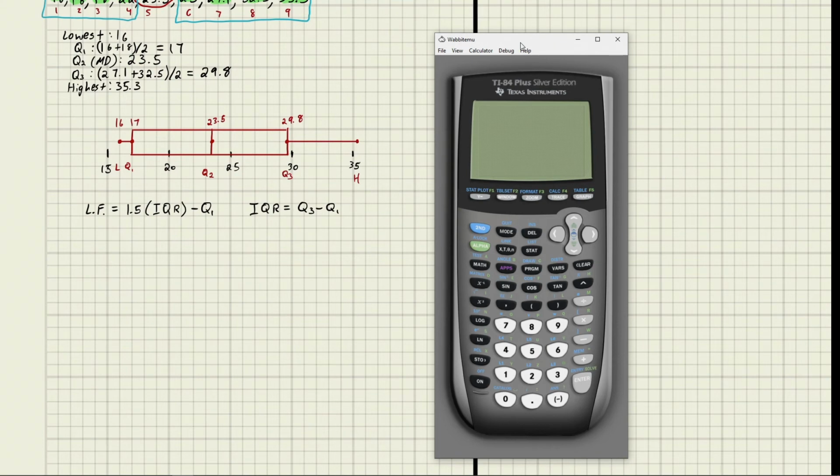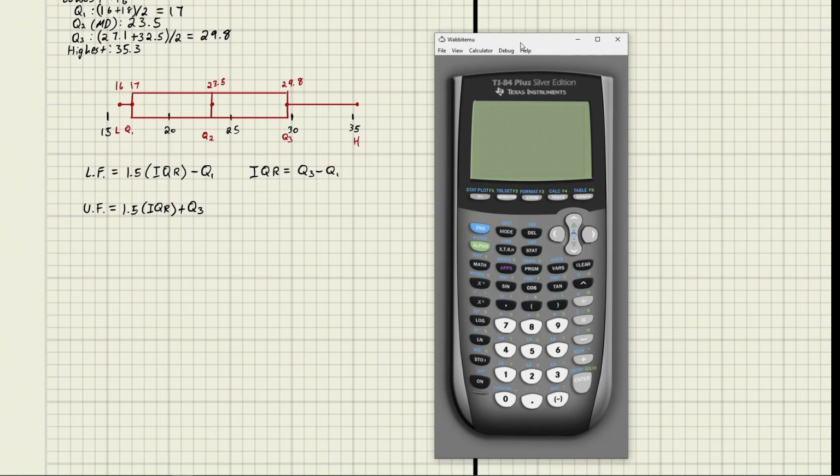Up next, we have our upper fence. And this is going to be 1.5 times the interquartile range. And then we're going to add quartile 3. This will tell us if a number is too high, if it's bigger than this fence. So let's find these fences.